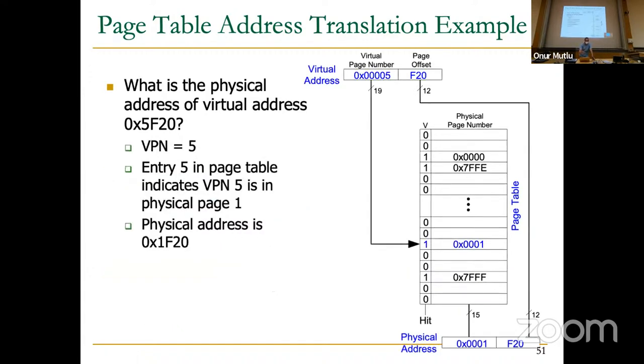In this particular case, VPN is 5, as I said. Entry 5 in the page table indicates VPN 5 is here, and it indicates that it's valid and in physical page 1. So your physical address is physical page number 1, concatenated to it offset F20. Okay, and then you access memory with that physical address. Does that sound good?